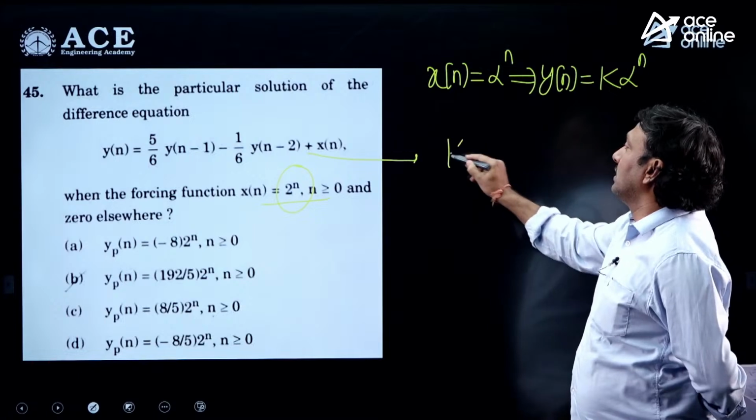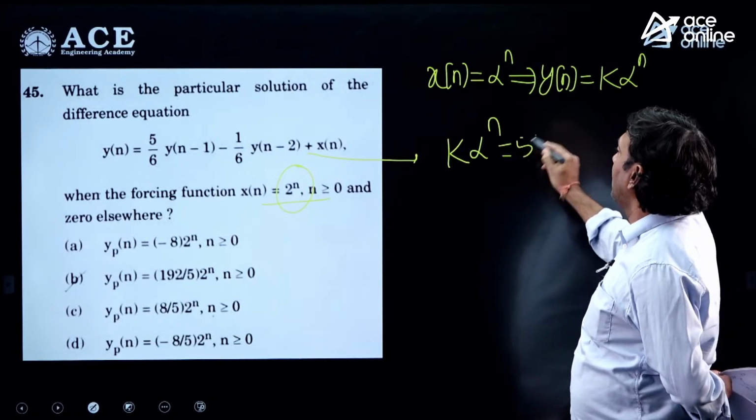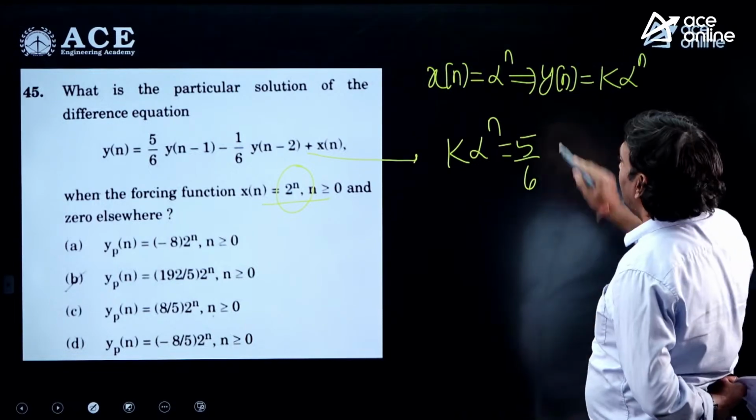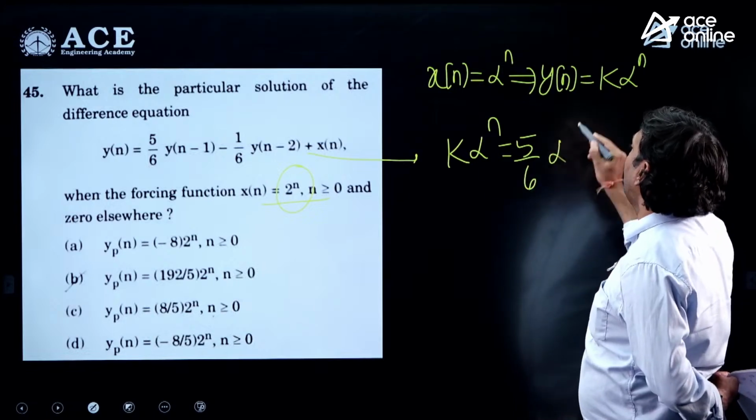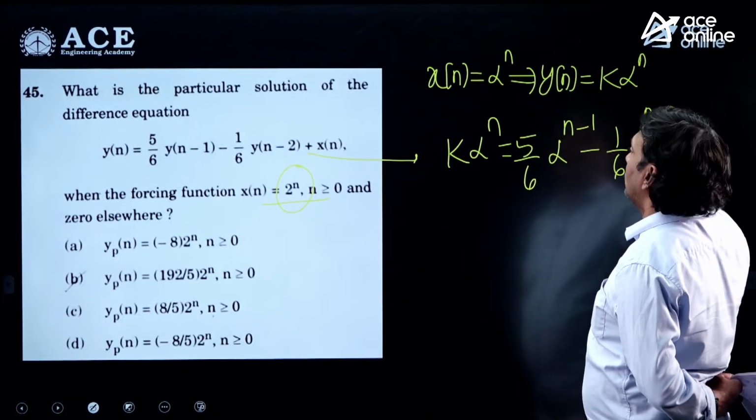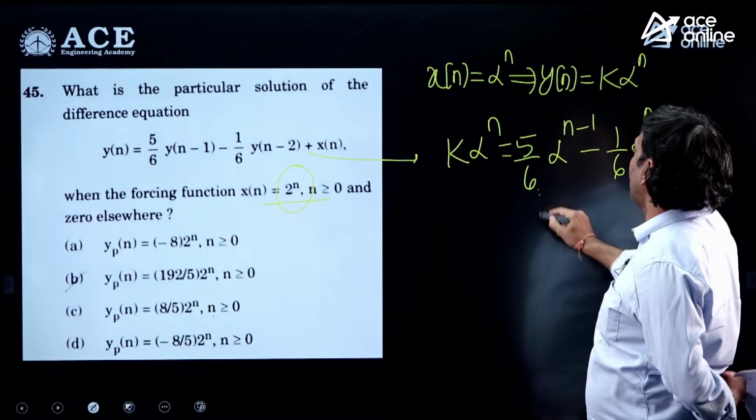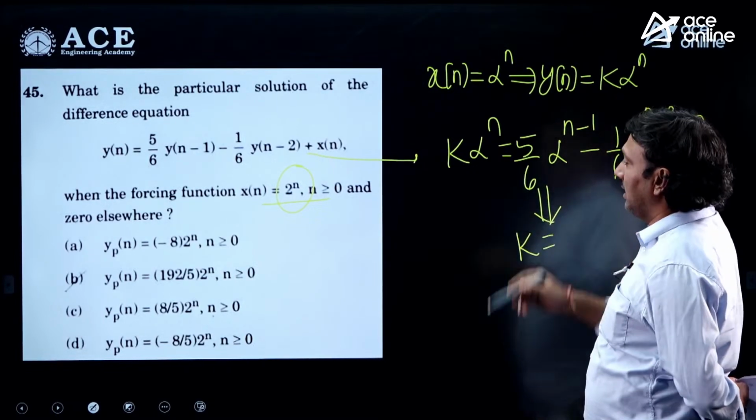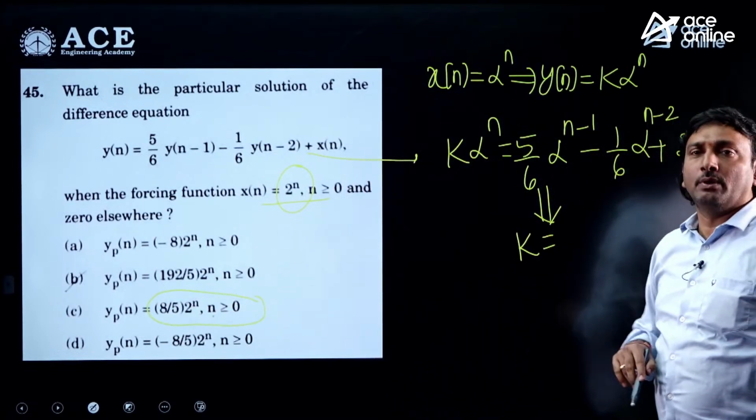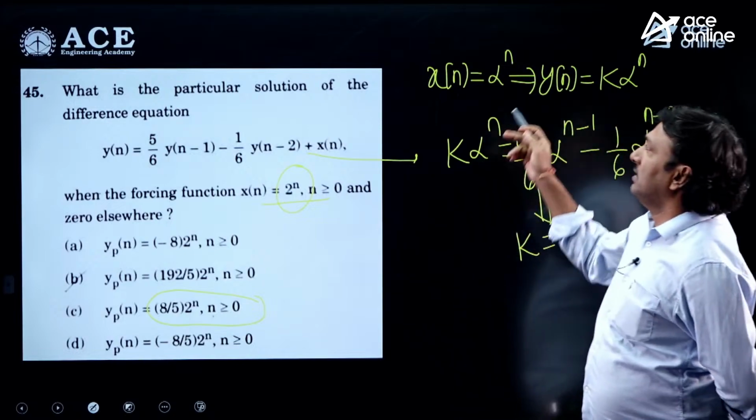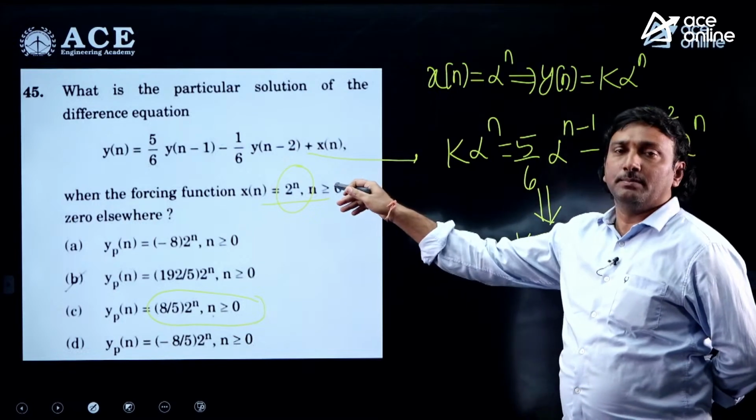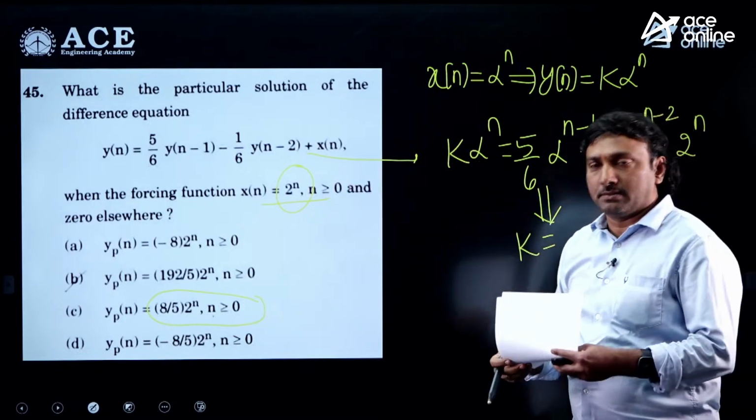So you are assuming the output of the form k into alpha power n, 5 by 6 into alpha power n minus 1, minus 1 by 6 alpha power n minus 2, plus the input given as 2 power n. If you solve for k by eliminating the unnecessary multipliers, don't check the mathematics now, you are going to get the answer 8 by 5 into 2 power n. Just get this logic: if the input is alpha power n, the output is k into alpha power n, the standard form. Substitute and solve for k, you are going to get the answer. Very simple.